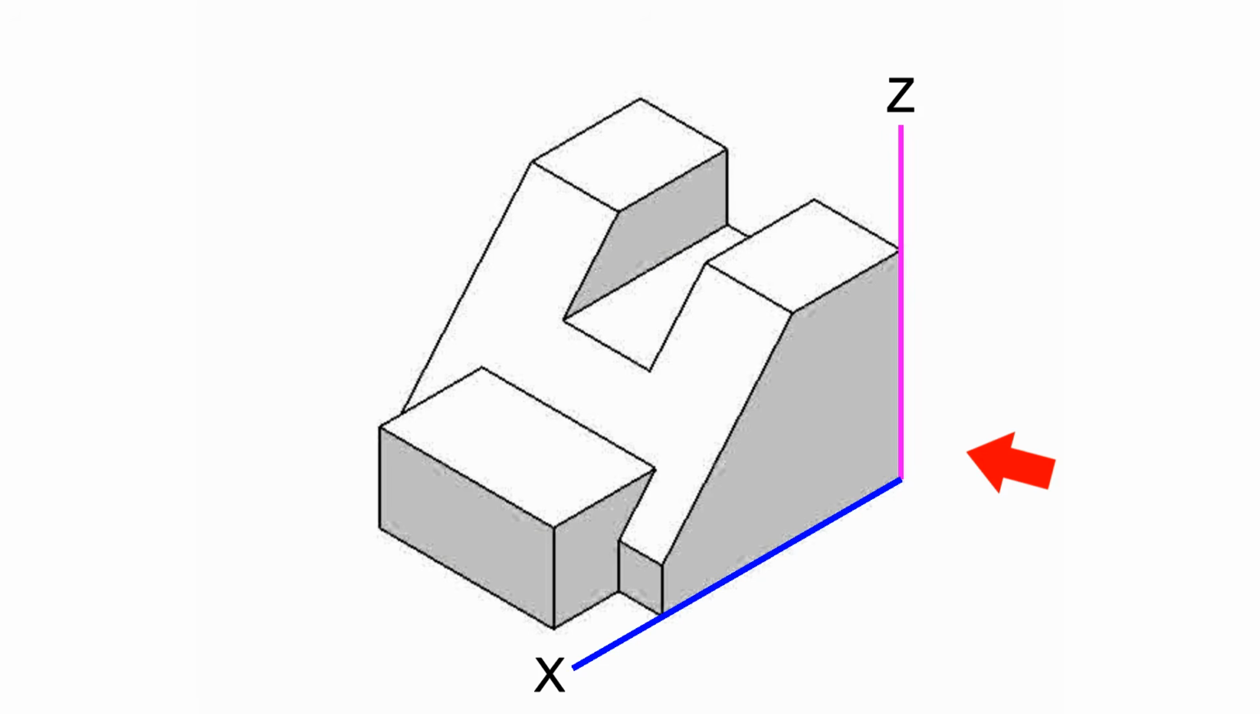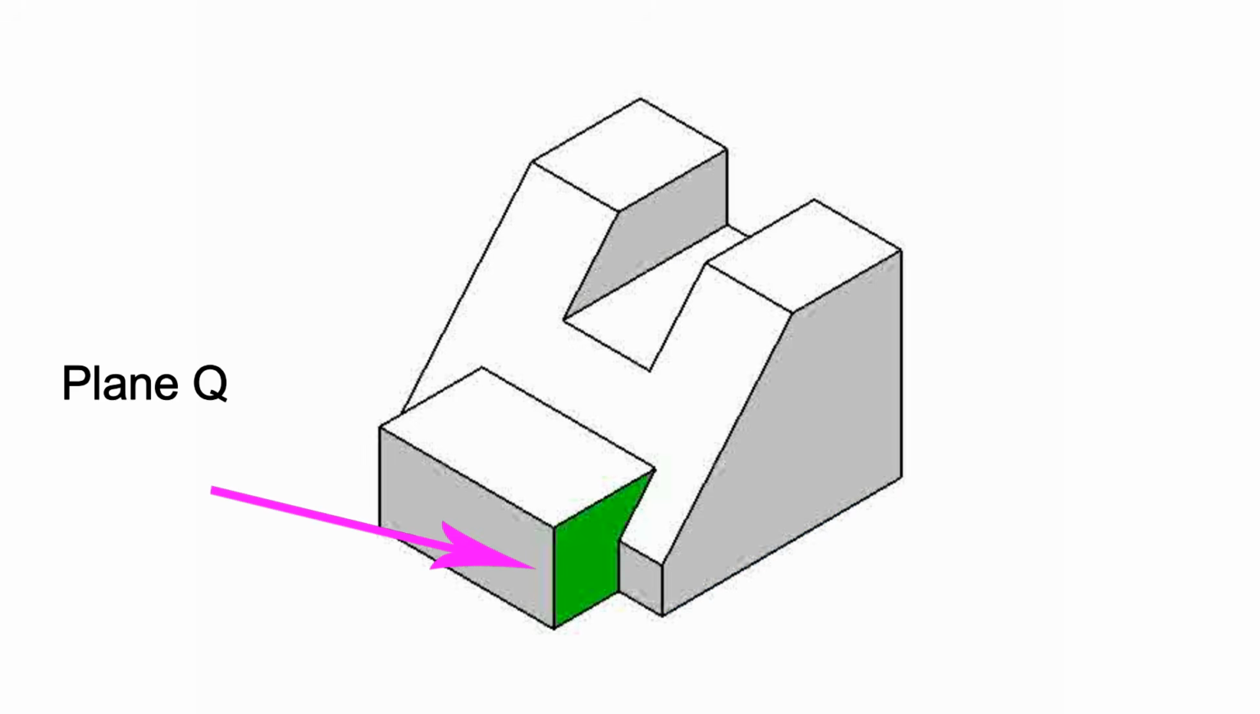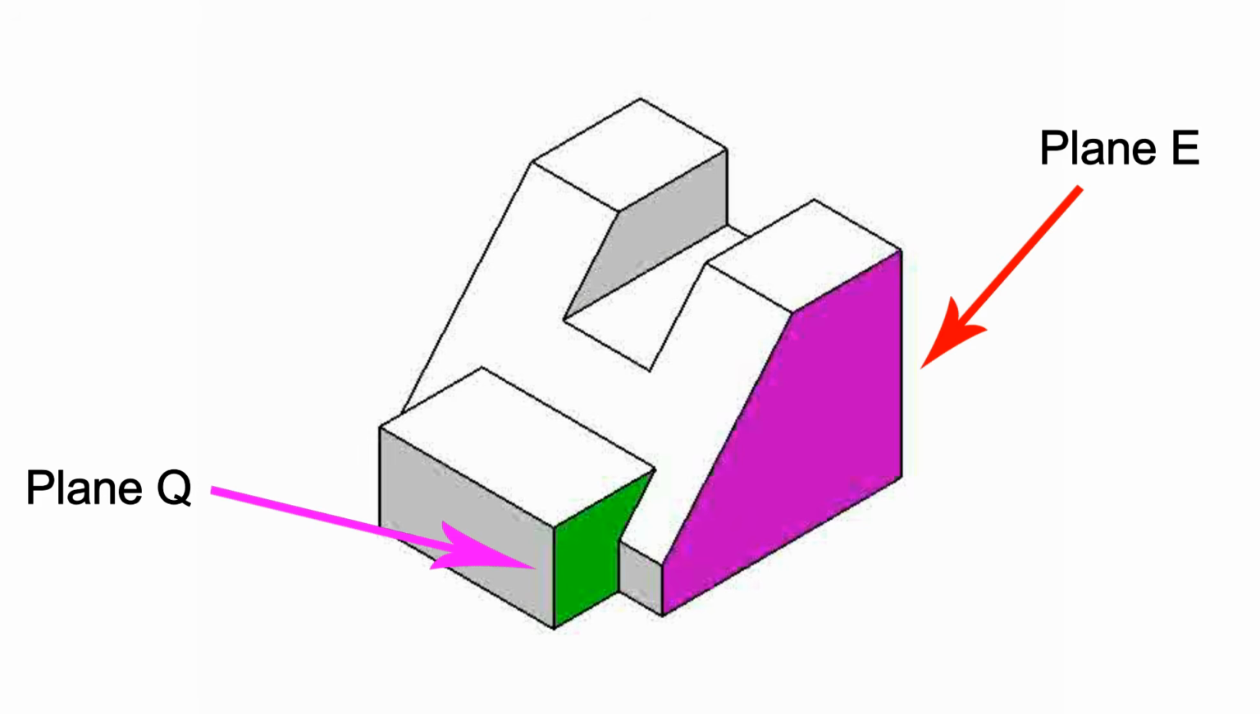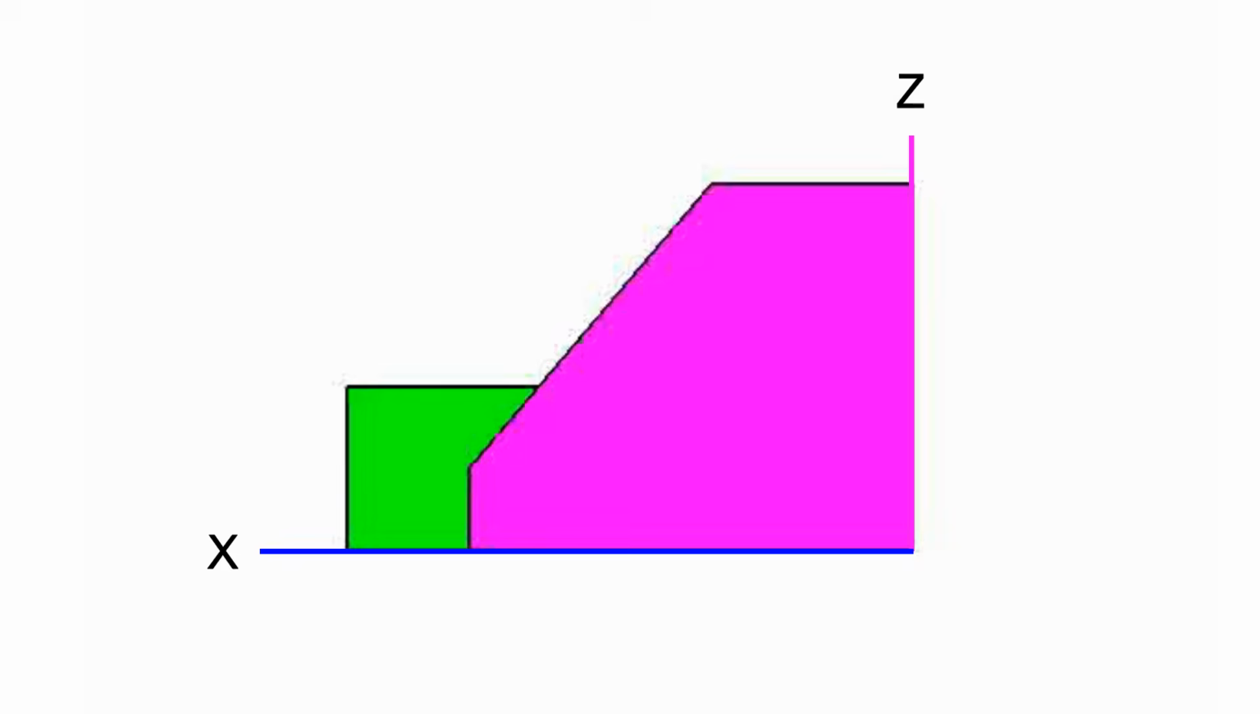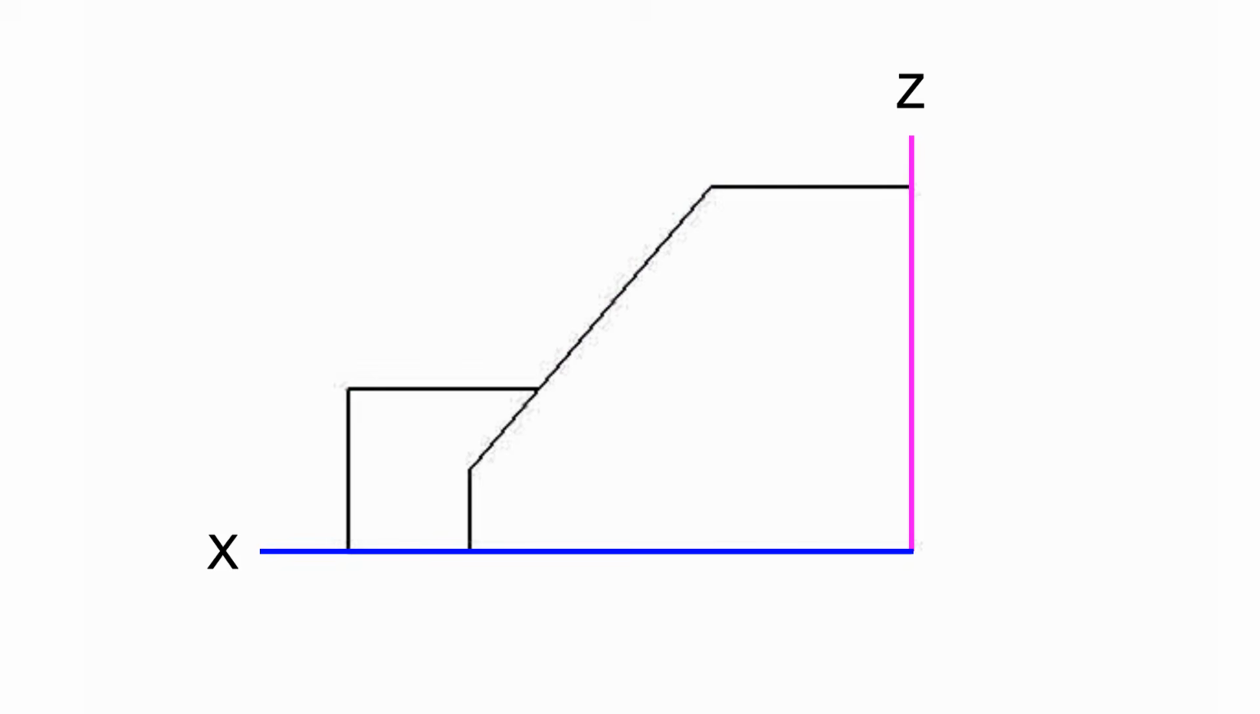We have two planes on the x-z axis, plane Q and plane E. Since they lie on the x-z plane, they are visible from the front. So, we draw them on the front view using solid lines.